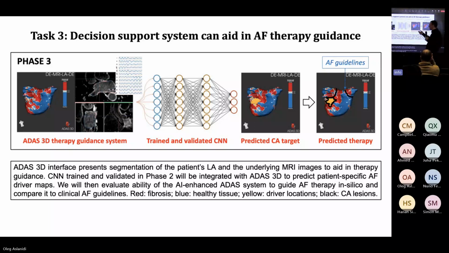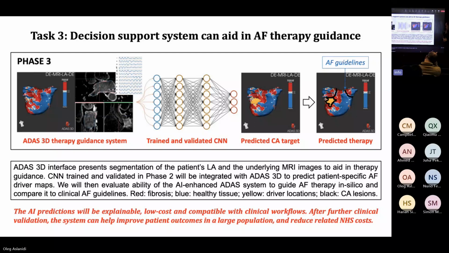But what is missing in the current guidance system is the functional information. We see the structure, but we don't know where the wave is. So what we're doing is enhancing the system, adding ECG information, adding our trained AI to the system. So when a clinician uses the system, they see not only structure, but they actually see what is the most likely area that needs to be ablated, and they also get a prediction of the exact strategy that you need to use to ablate it.